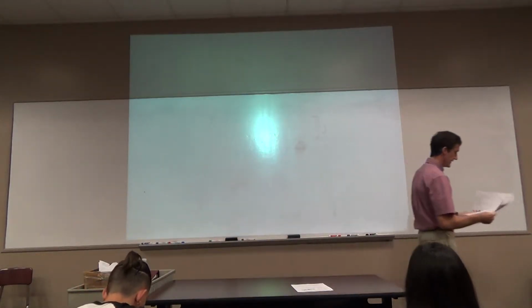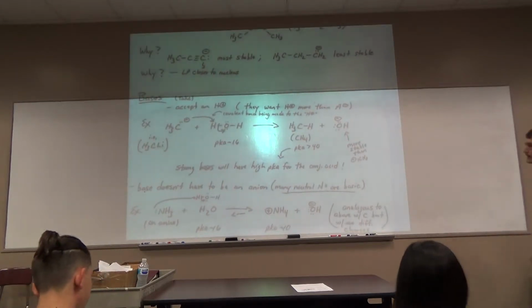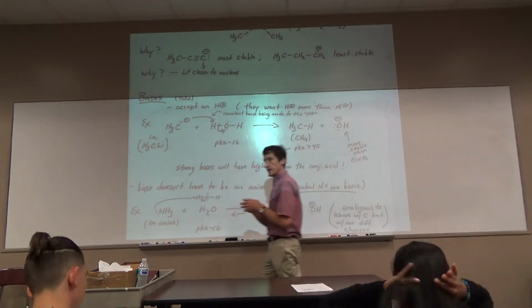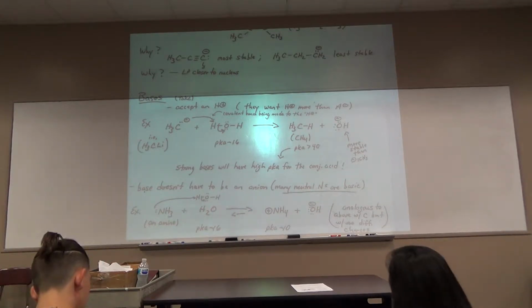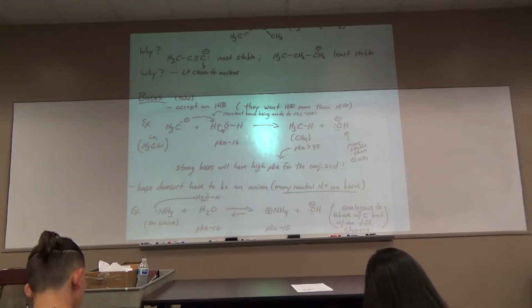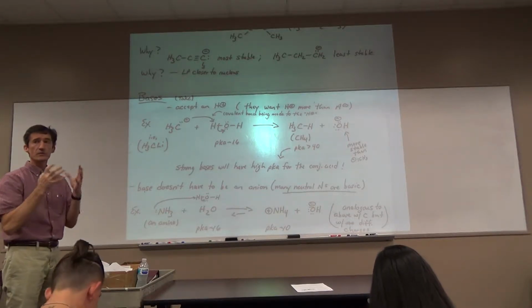Okay, acid-base chemistry. Let's see where we left off. Bases. A base is going to have a lone pair, and the lone pair is the business end of the base, right? Nothing new. The more electron rich the lone pair is, the more electron density there, the stronger the base.